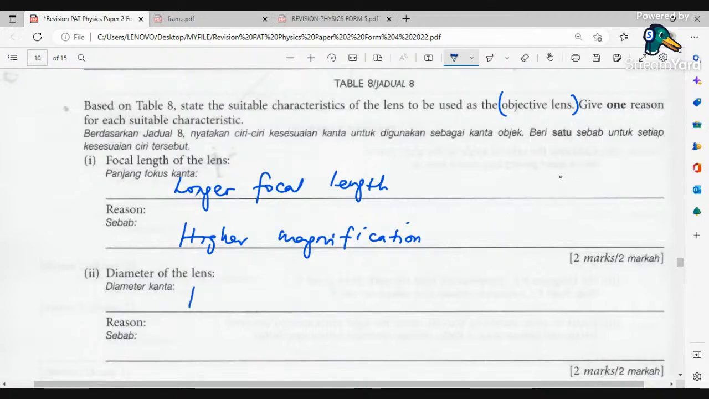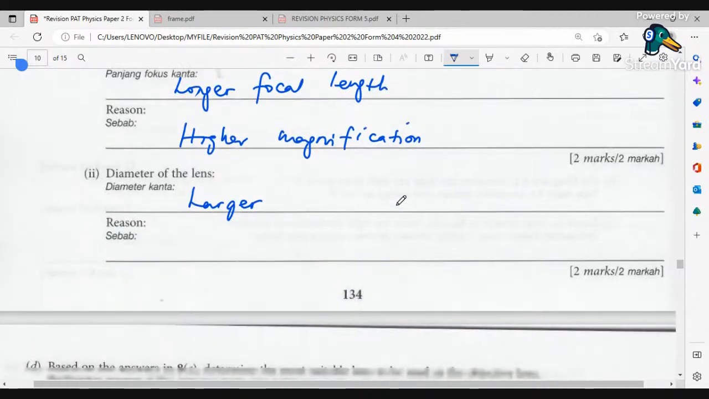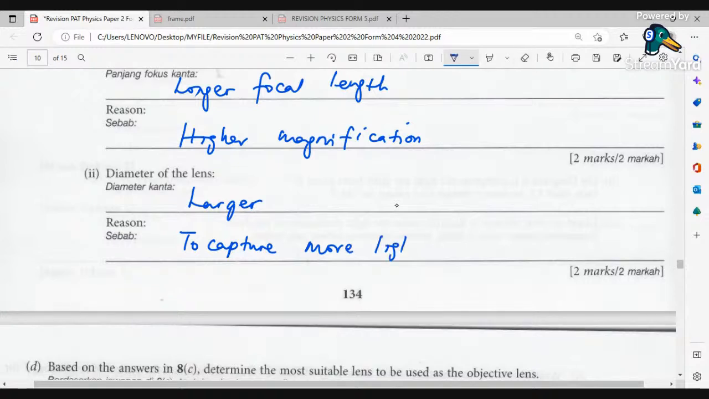Diameter of lens must be larger. Larger diameter can capture more light, so image will be clearer and brighter. More light. Image is brighter. Okay.